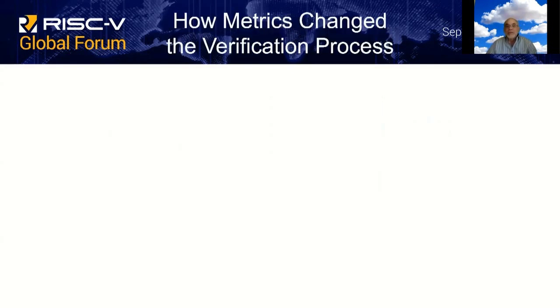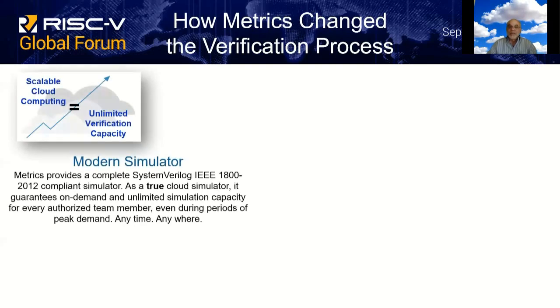So what has Metrics done to change this whole process? Well, we built our own simulator. It's a modern simulator. It's about 5 years old now. It's been on the market, it's in production use. And it's a true cloud simulator. And what that means is it understands the resources available in the cloud, much unlike an on-premises data center where you're limited by the number of licenses, the number of VIP licenses, the number of computers you have. In the cloud, it's unlimited. There's no concept of a simulation license.